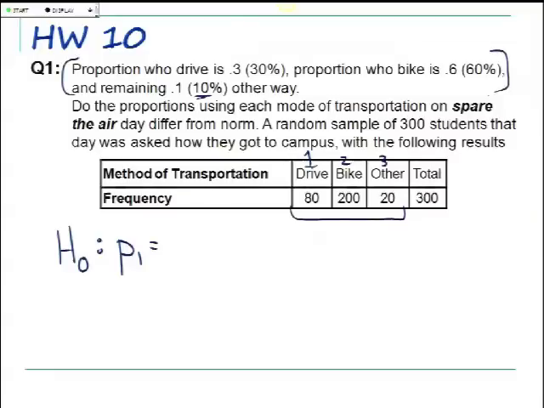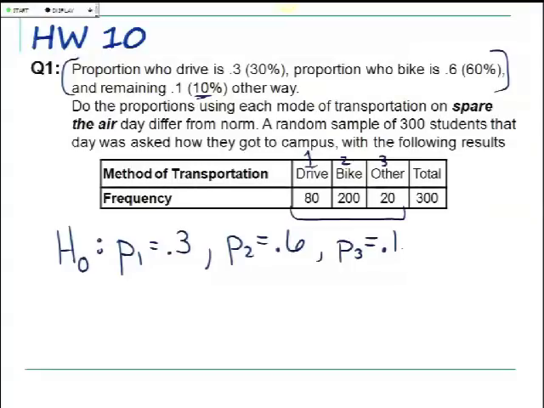This is the standard model that we want to see whether things differed from that norm. So P1 would be 0.3. And the proportion who would ride their bike, if it were a typical day, would be 0.6. And the final proportion who get to school in some other way would be 0.1. I've specified the model for you that I want to compare the data to. Now, I could have said equally likely. If the model was, we want to see if there is any difference from the equally likely model, then what would each of those probabilities have been? If there were three of them, they would each have to be 1/3. But we have the model we've specified.